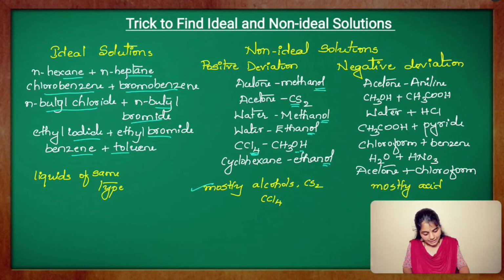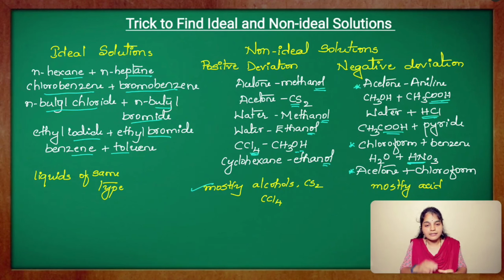If you consider the examples, you can see acetone, aniline. This is an exception that you can note. Then you have CH3OH methanol and acetic acid, so an acid. Water and HCl, hydrochloric acid, acetic acid and pyridine, chloroform and benzene, again an exception. Then we have water and nitric acid, HNO3, again acetone and chloroform, this is an exception.